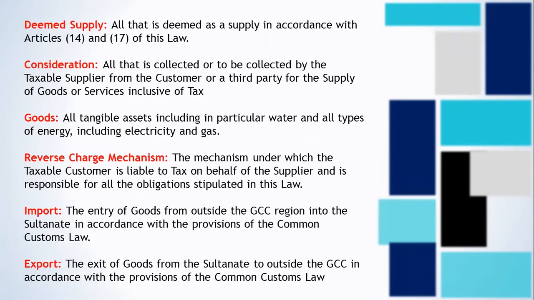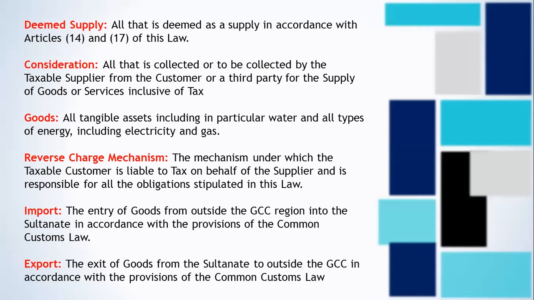Now, this is deemed supply. We will be discussing in detail in our coming videos. Consideration is all that is collected or going to be collected by the taxable supplier from the customer or a third party for the supply of goods or service, including tax. Now, reverse charge, import and export.